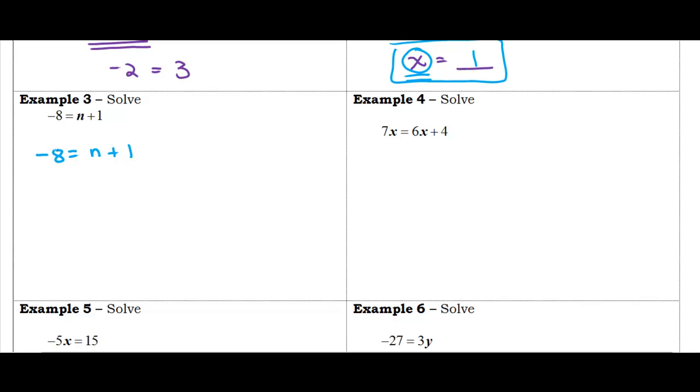Okay? Now, how can I get the n by itself on the right side? Subtract 1. And some people like to subtract 1 below. That's fine. What's 1 minus 1? 0. Good. You didn't use the C word that time. And what's negative 8 minus 1 more? Negative 9.